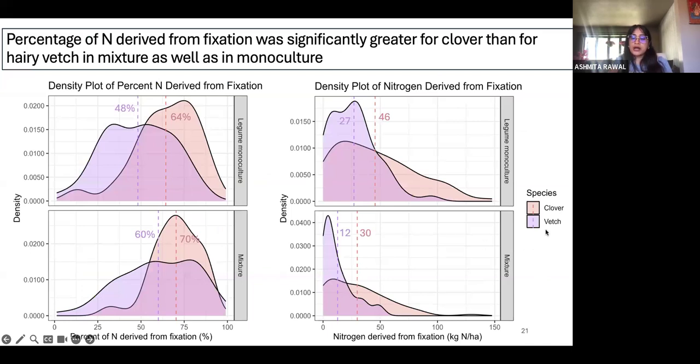So you might be wondering about the species. There are two different species in legume, that is clover and vetch, as I mentioned before. The percentage of the nitrogen that was derived from fixation was greater for clover overall than for hairy vetch, either in legume monoculture or in mixture. And these plots determine the percentage of nitrogen derived from fixation, and this is similar, just the biomass. This is the nitrogen derived from fixation, but in kilogram nitrogen per hectare.